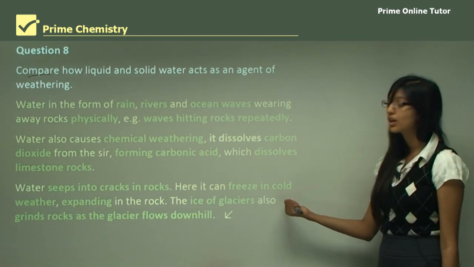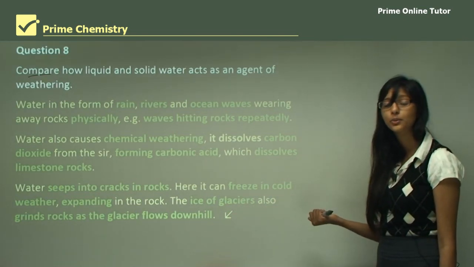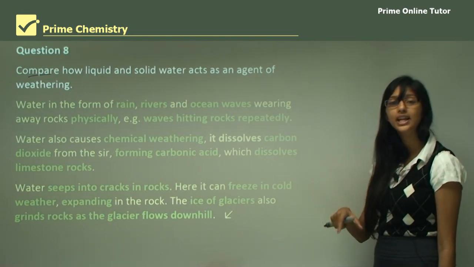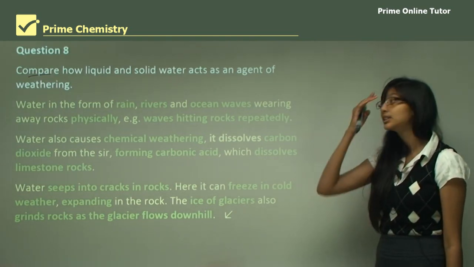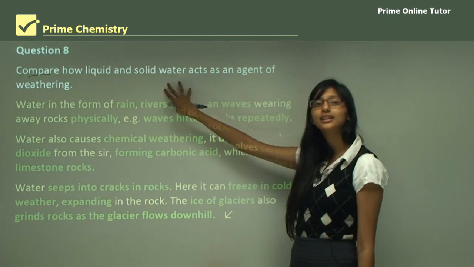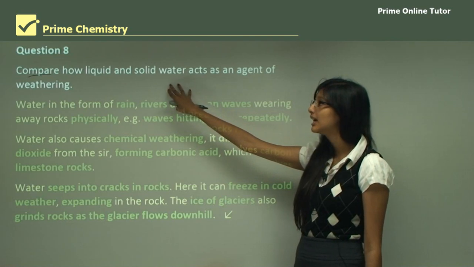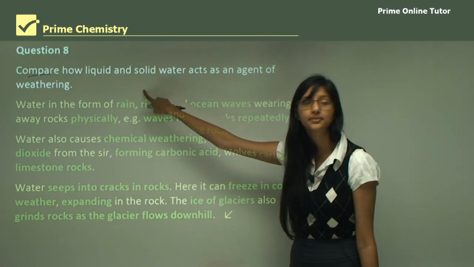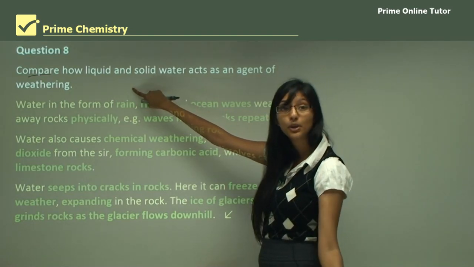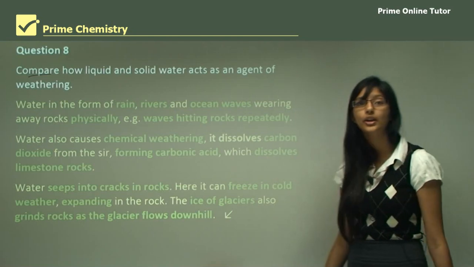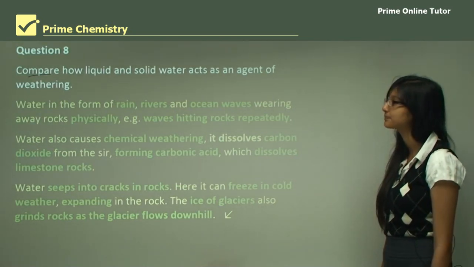So again, the solid state causes mainly physical weathering, whereas the liquid state can cause both physical and chemical weathering. So the question tells us to compare. Let's see what the similarities are. Both liquid and solid can cause physical weathering, but what is the difference? Liquid can cause chemical weathering as well, but solid water cannot. It can only cause physical weathering.